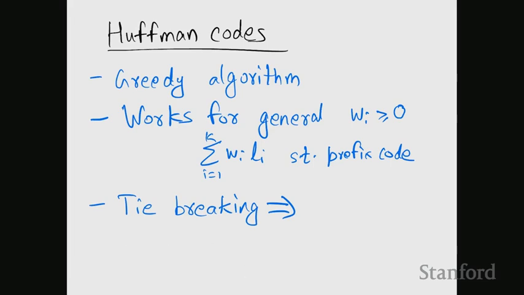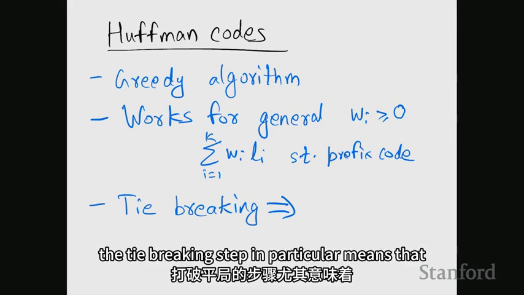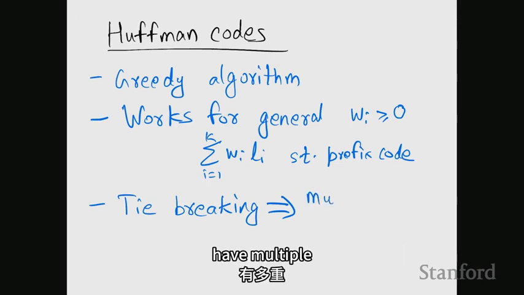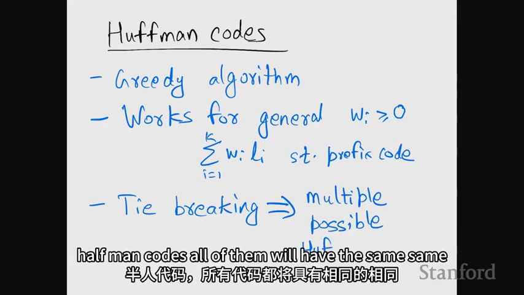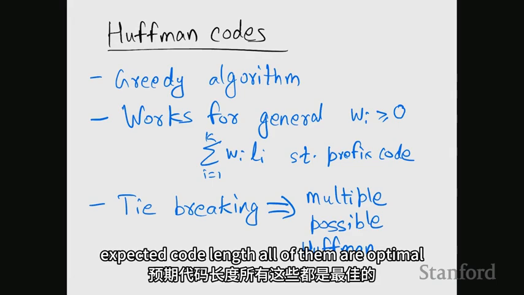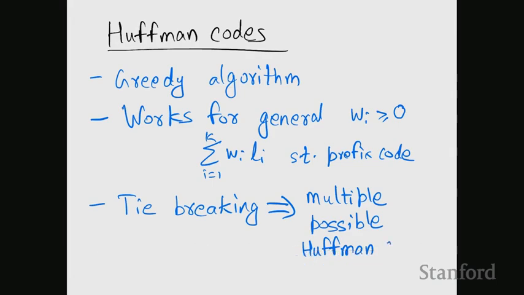Just be careful that the tie breaking step in particular means that you have multiple possible Huffman codes, right? All of them will have the same expected code length. All of them are optimal, but they are different.